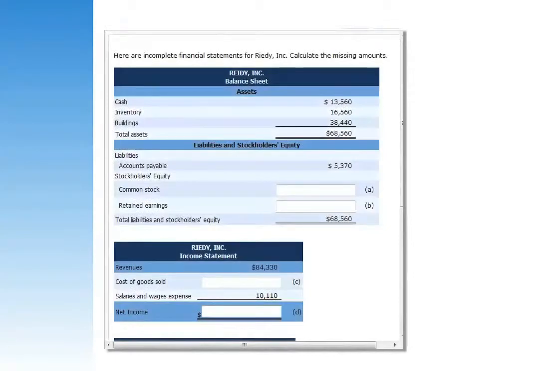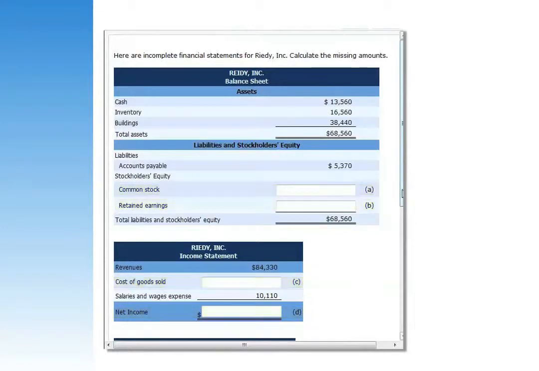The purpose of this exercise is to complete the financial statements for Ready Inc. These financial statements have missing amounts, and to determine these amounts, you need to understand the relationships between the balance sheet, the income statement, and the retained earnings statement. We see that the items missing are common stock, retained earnings, cost of goods sold, and also net income.